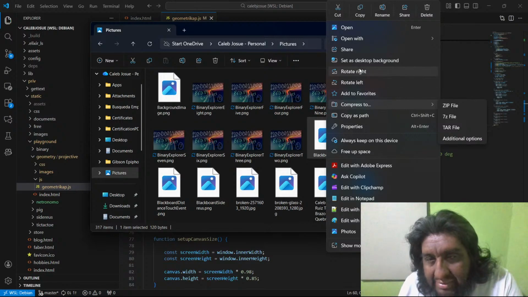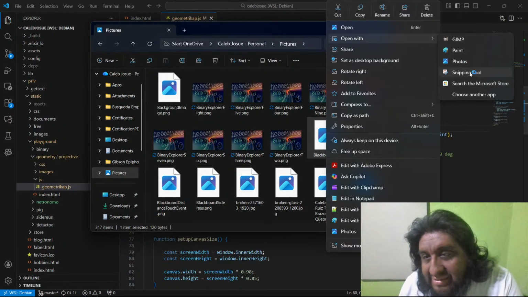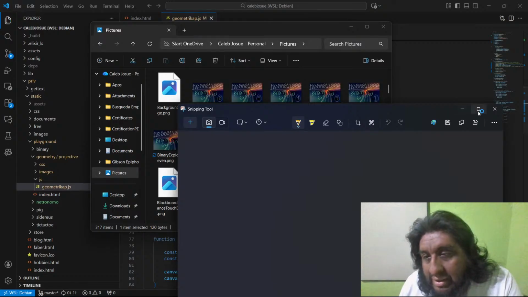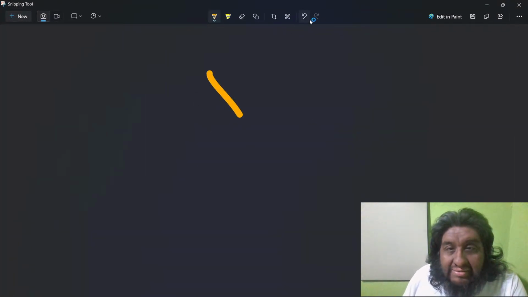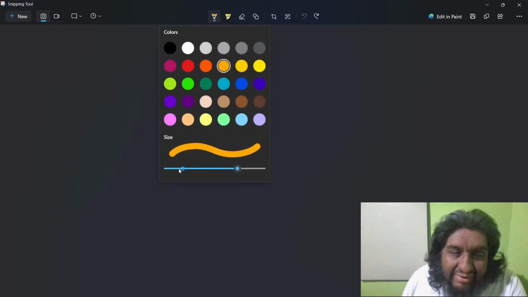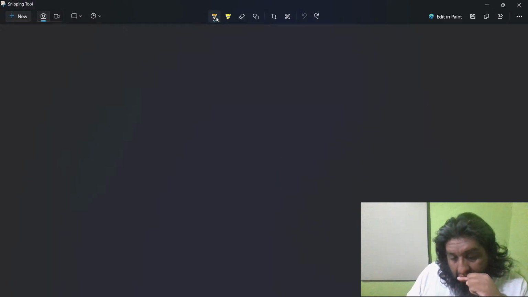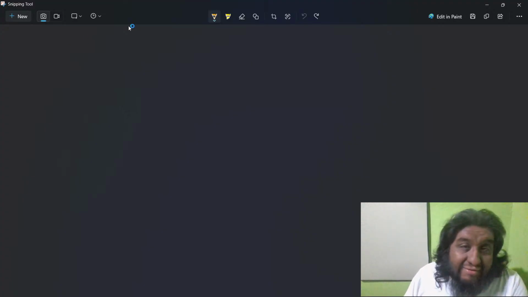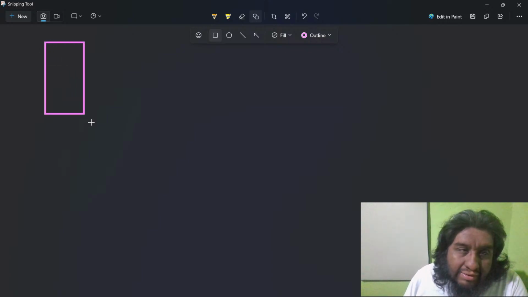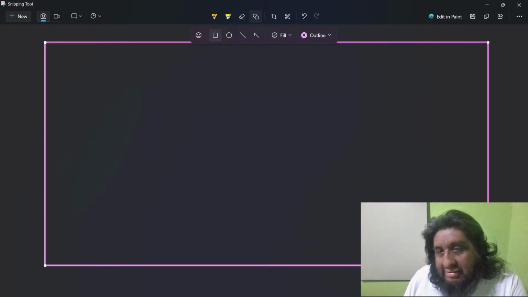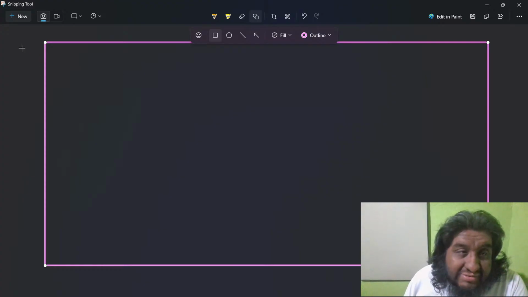Okay, let's open this with what? Snipping tool. So okay, we can draw here. Okay, now we are again in the same place. We don't know what to do, but we need to get started. So we are going to draw a rectangle, just like this. This is the screen, I suppose.